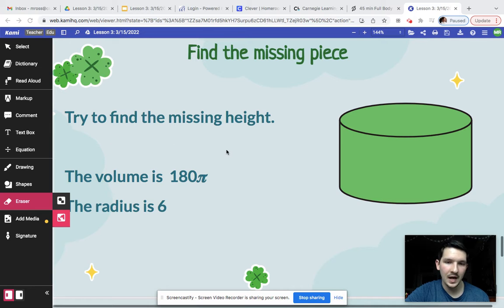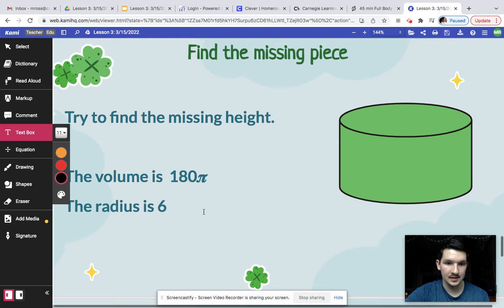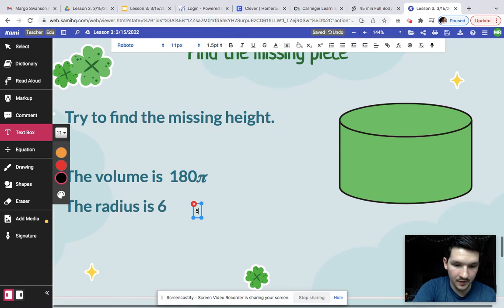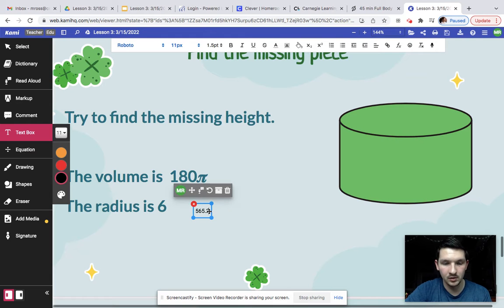So for instance, we're going to find the missing height. We are given the volume of 180 times pi and the radius of 6. We know that whatever this is going to equal 180 times pi. Now, I don't have pi, so I'm going to simplify that: 180 times 3.14, and let's do 565.2. I don't have pi on my calculator or computer.